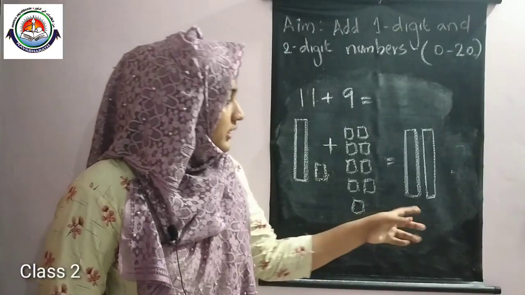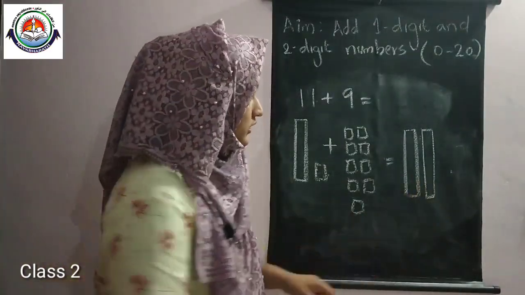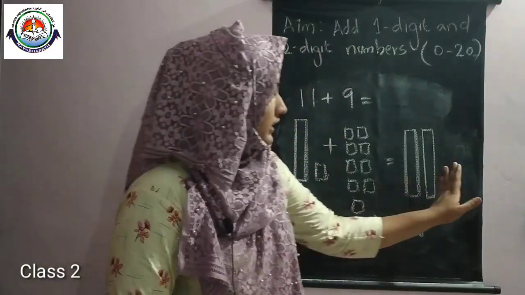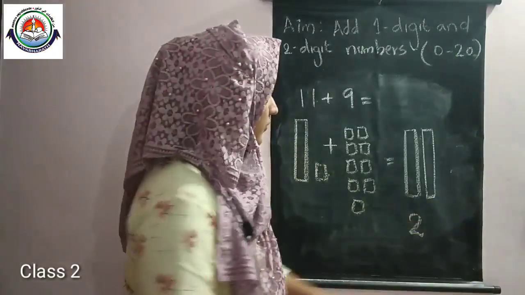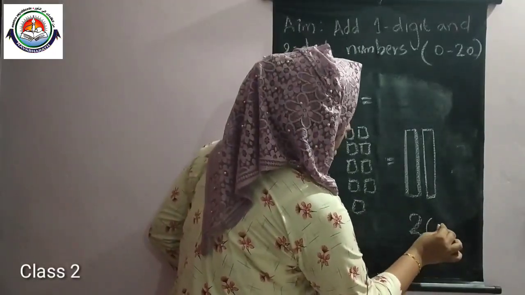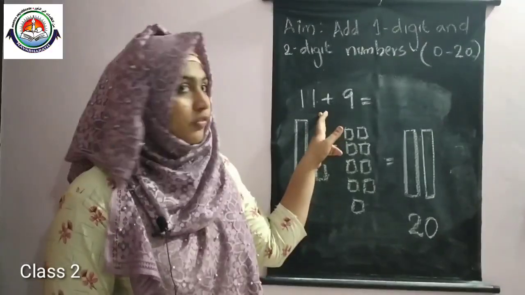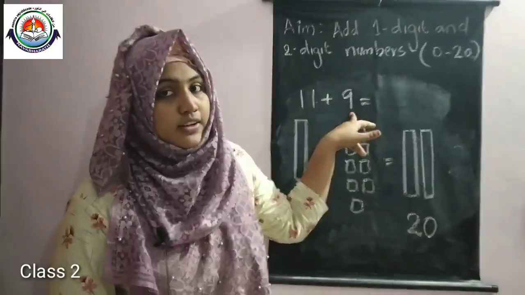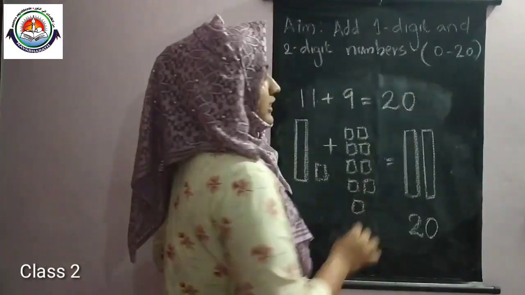Okay. So which number is this? 2 tens blocks. So 2 in tens place. So nothing in ones place. Nothing means 0. So we can write 0 in ones place. So what did we get? When we add 11 with the number 9, we got the sum is 20.